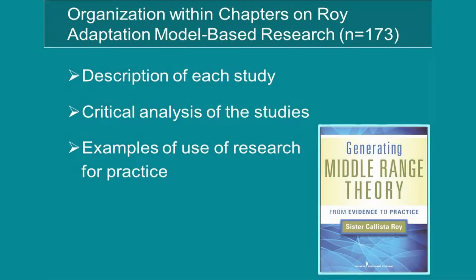The organization of chapters on the Roy Adaptation Model research includes 173 studies. So they were put into their chapters, and then within each chapter we had a description of each study, a critical analysis of the study, and then we also started giving examples of research for practice. So that's what you will find within this section of the book.